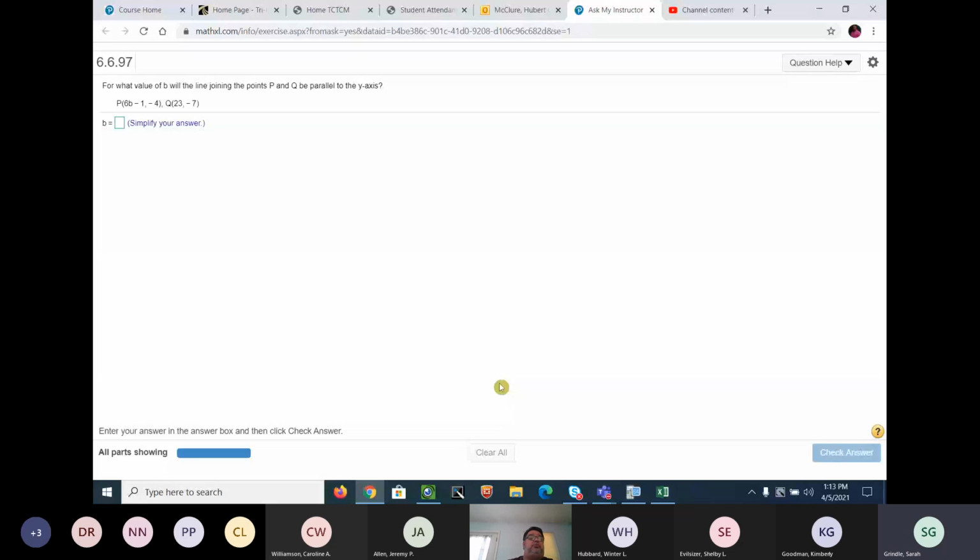I've never seen this question before, so I have no idea. Let's see. Find what values of B will the line joining the points P and Q be parallel to the y-axis? Wow. That's interesting.